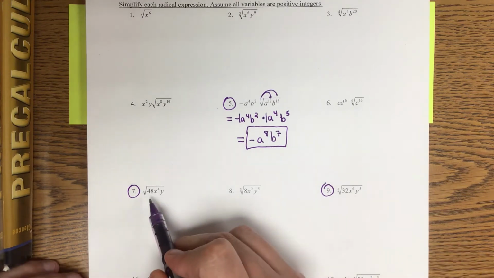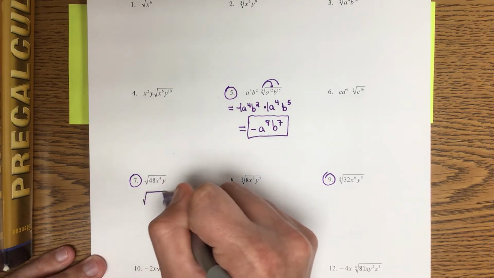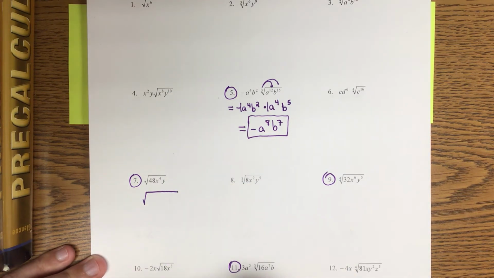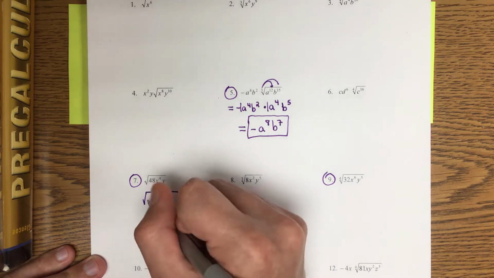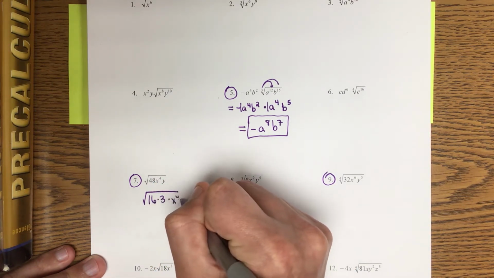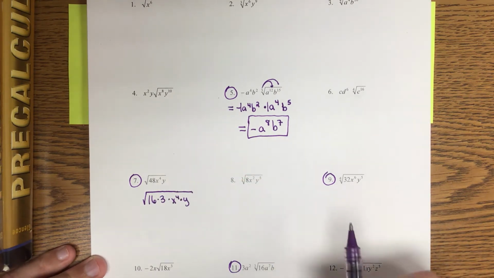You can also have numbers underneath the radical expression. You just have to use your perfect power lists in order to break them down. The square root of 48, that's not a perfect square. 48 is 16 times 3. So the numbers are treated differently than the variables. They have different rules, so be careful not to mix those rules up.